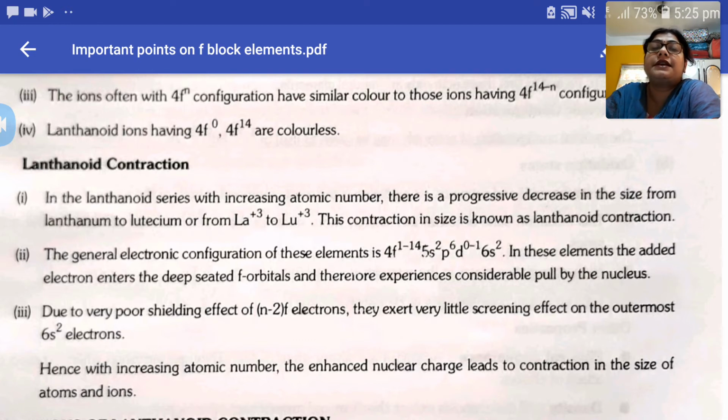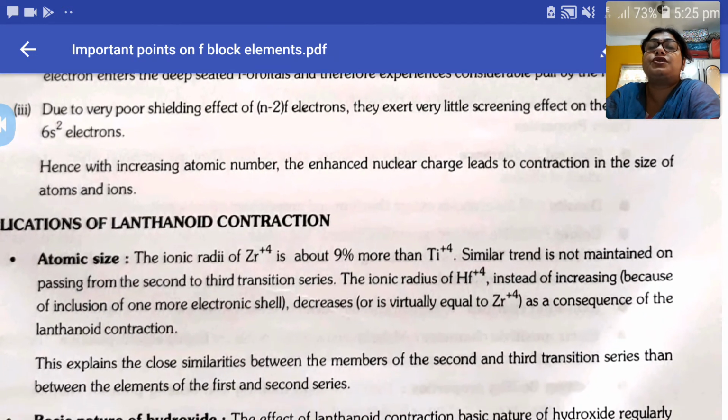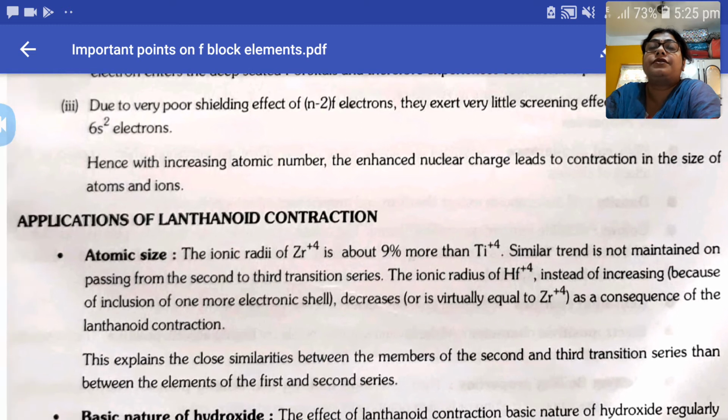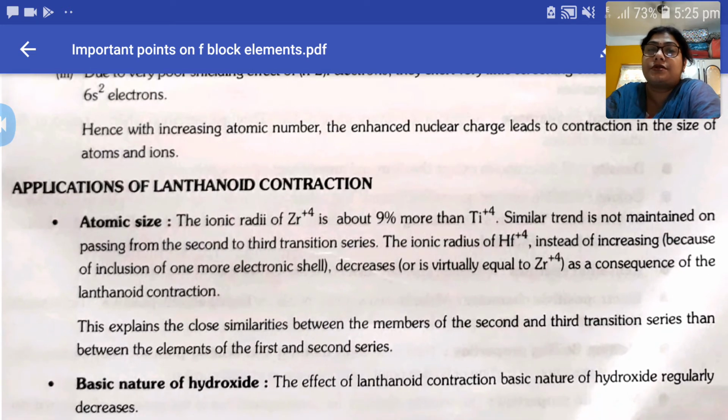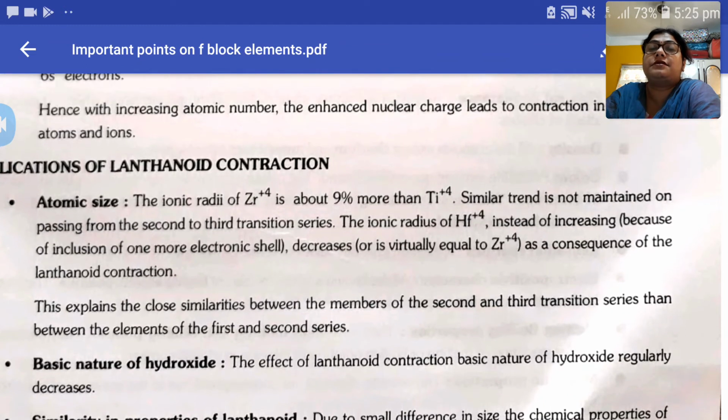Hence, with the increasing atomic number, the enhanced nuclear charge leads to contraction in the size of the atoms or ions. So this is what is lanthanide contraction. Now applications of lanthanide contraction. These can actually be consequences also. So here first we will see atomic size. So what is the impact?